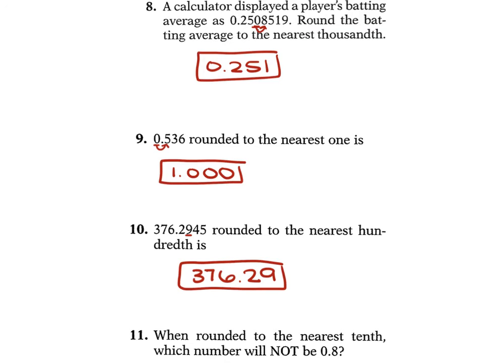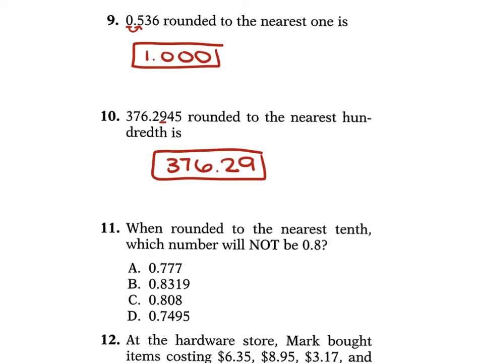11 says, when rounded to the nearest tenth, which number will not be 0.8? The nearest tenth is the first decimal place. So the first one, A, that 7 becomes an 8, so that one is a yes. The 8's going to stay an 8 for B, so that one's yes. Same thing with C, the 8 stays an 8. For D, the 4 keeps the 7, so that one will not change.